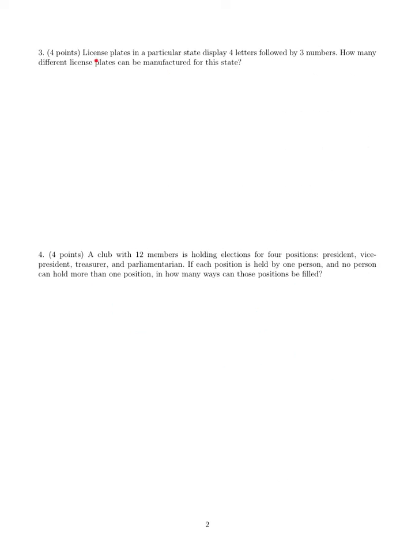Question 3 says, license plates in a particular state display 4 letters followed by 3 numbers. How many different license plates can be manufactured in this state? Just to draw something to help me out here, we'll have 4 spaces for letters. So these are for the letters. And then 3 spaces after this for, it says numbers, but I think it probably just means a single digit. It can be a 0, 1, 2, 3, all the way up to 9.